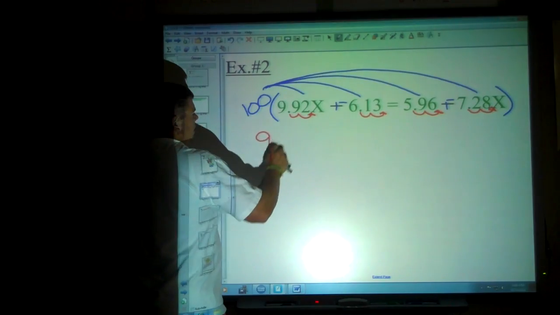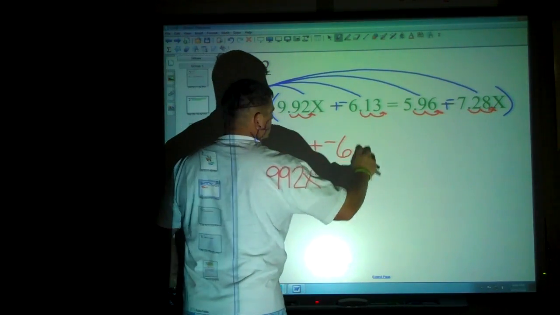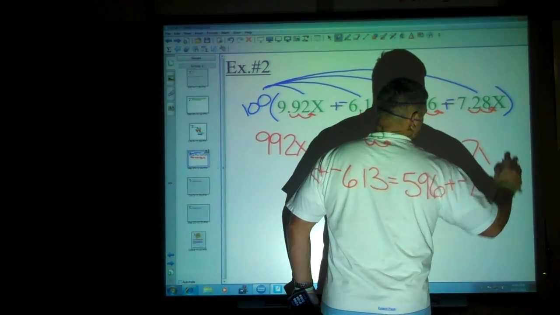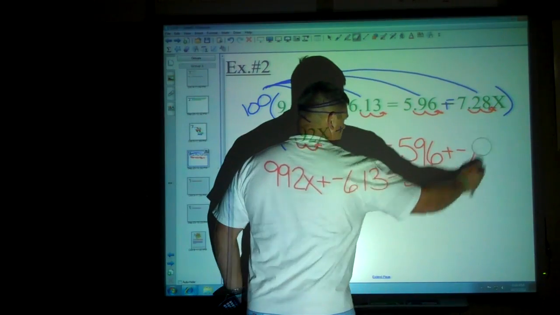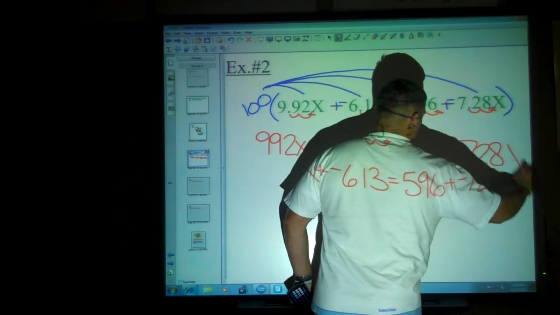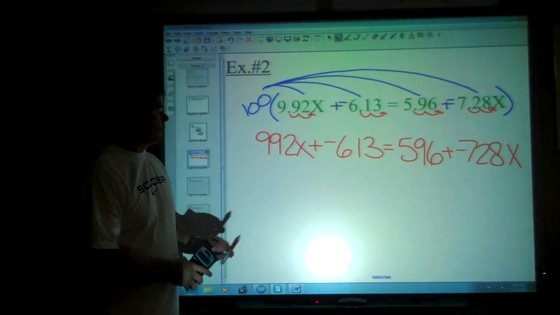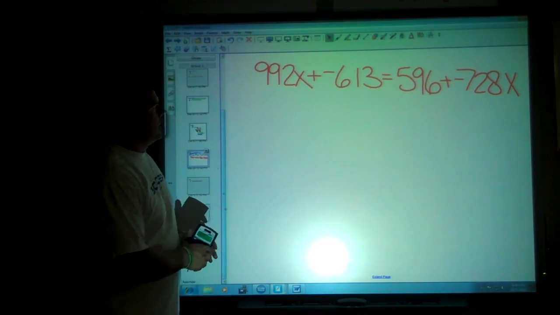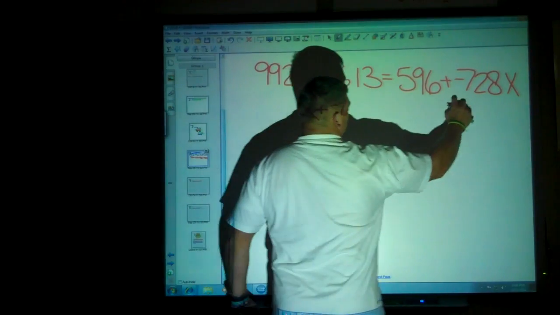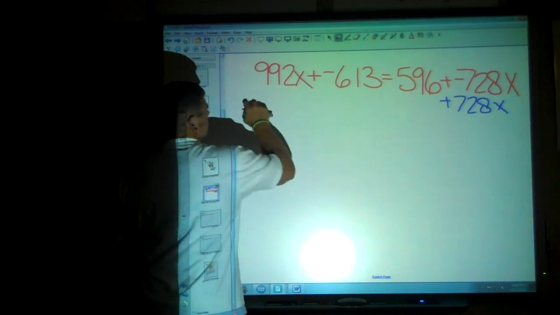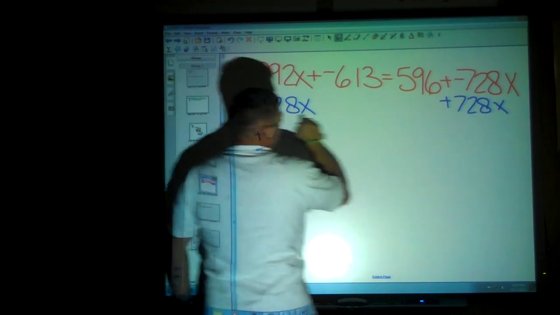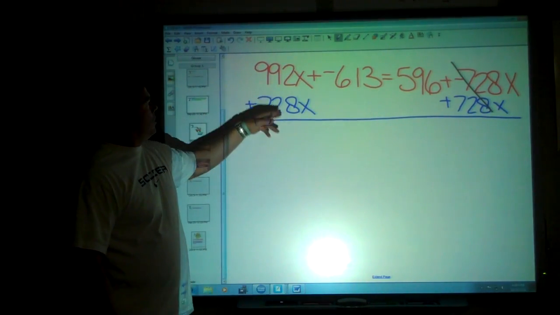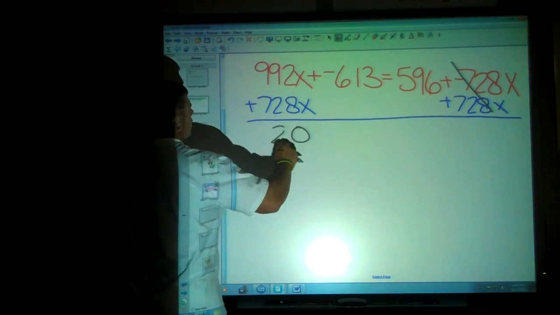So I will now have 992x plus negative 613 equals 596 plus negative 728x. Now like I said, the numbers are bigger, but I don't have to worry about any decimals. Now I play the shuffling game just like I would before. It looks like I want to move all my x's here, so I'm going to add 728x and add 728x. Those cancel out. That's a 0 plus 1,720.